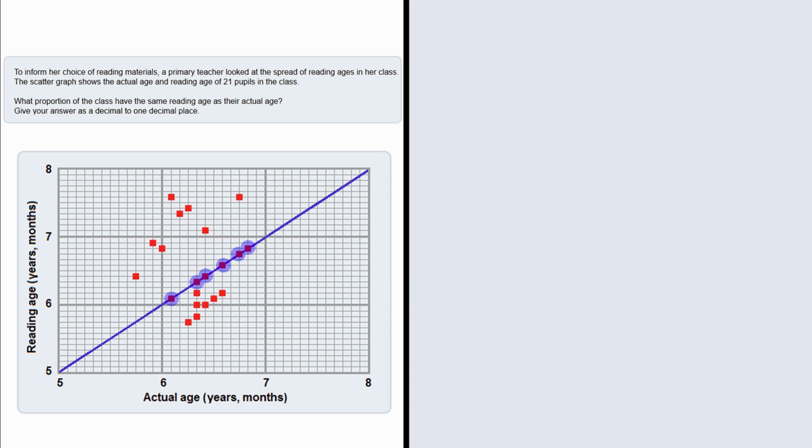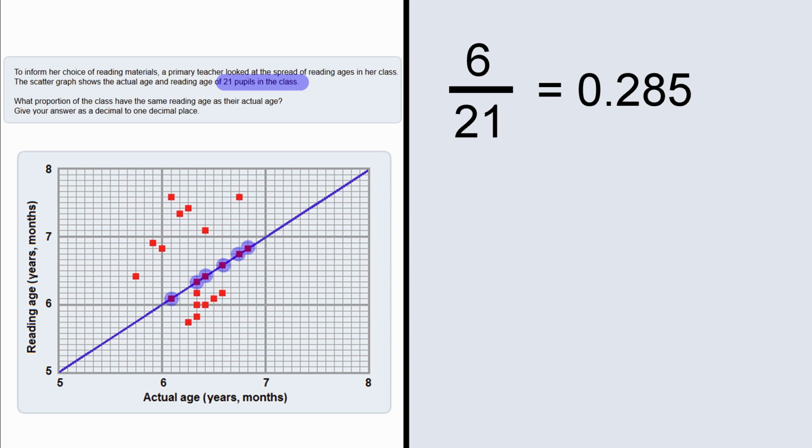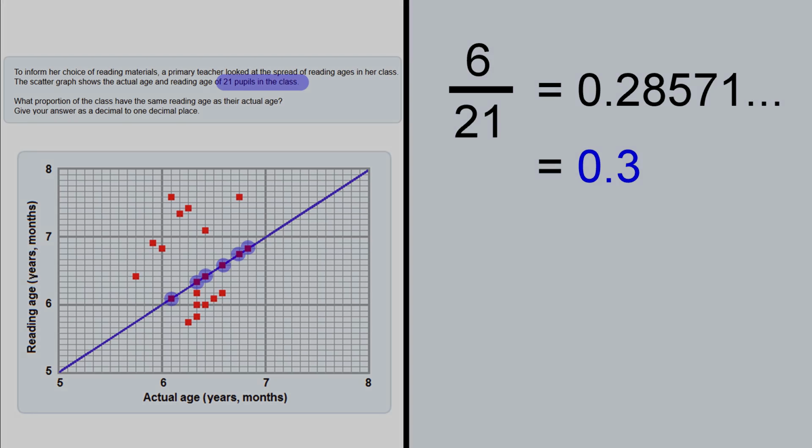So we have 6 points in total, and we are told that there are 21 pupils in the class. If we weren't given that, we would have to count all the dots and we would get 21. So the proportion is going to be 6 out of 21, and if we type 6 divided by 21 in our calculator, that gives us 0.28571... But we need to round this to 1 decimal place, so we're going to round this up to 0.3.